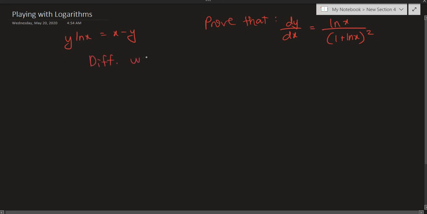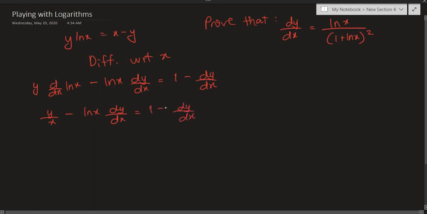There's nothing we can possibly do over here, so we have to use the product rule. We have y times the derivative of the natural log of x minus natural log of x times dy over dx being equal to 1 minus dy over dx. The derivative of the natural log of x is 1 over x. So we have y over x minus natural log of x times dy over dx being equal to 1 minus dy over dx. And just doing some basic algebra, we have dy over dx is equal to 1 minus y over x divided by 1 plus natural log of x.